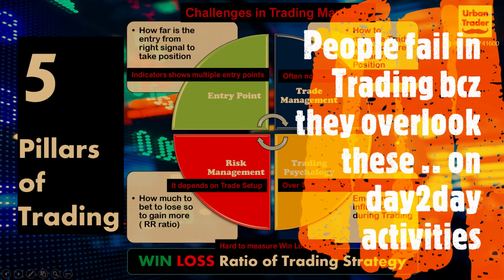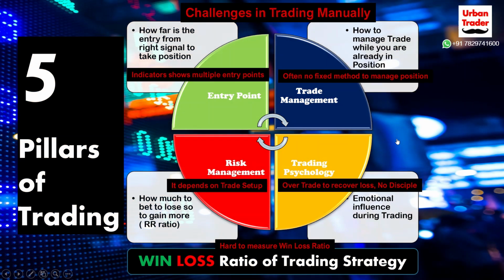The challenge with trading manually starts with indicators. We generally work with multiple indicators. Either we use moving averages, VWAP, or a moving average crossover, or some oscillators, RSI, MACD, multiple ways we can use them. But as a combination, it shows multiple entry points, and we might not take positions at the right entry point, and it might end up as a losing trade.